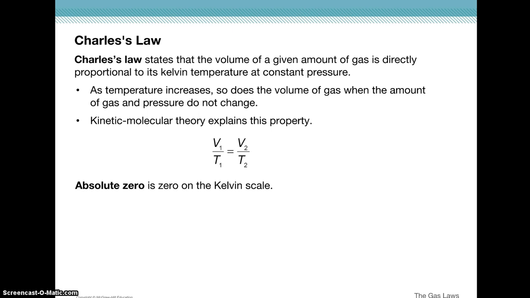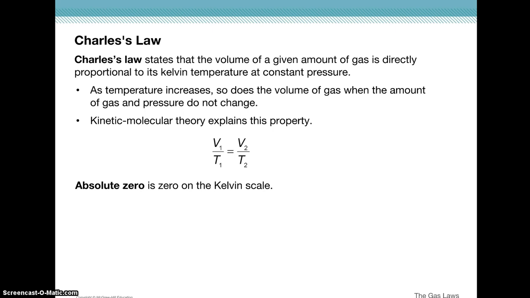Okay, because the particles are moving faster, they have to be in a bigger container, otherwise they're going to collide more often and cause the pressure to go up. So if we want to keep the pressure constant, as the temperature increases and the particles are moving around, we have to put them in a bigger container, otherwise they collide more often.